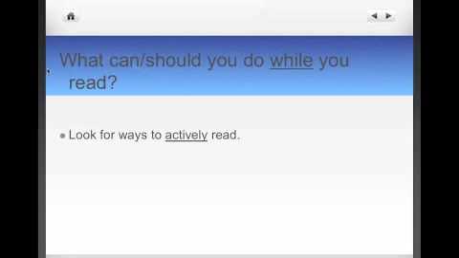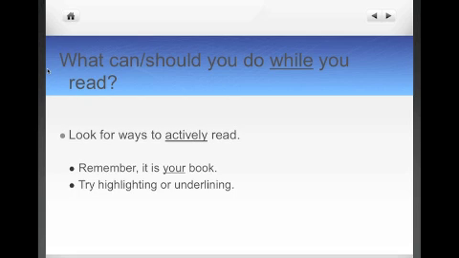So, what should you do while you read? We always recommend that you actively read. Very few people can retain a lot of information from simply reading and doing nothing else. And that's why we say we want you to be active. We want you to do something while you read. Well, what is that? First of all, remember it's your book, so why not try highlighting or underlining?